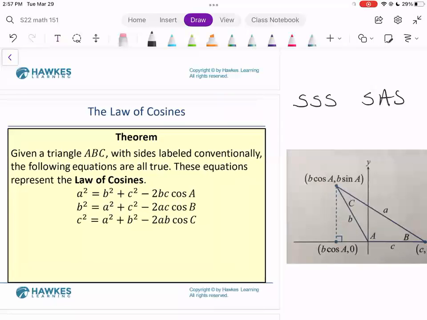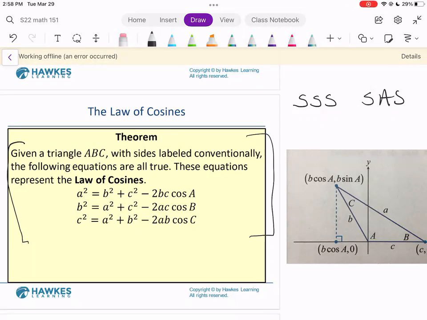This is a representation of the law of cosines. We're using the traditional notation that we talked about in the law of sines. And you're going to notice it's very similar looking to the Pythagorean theorem. Let's look at a proof of this.